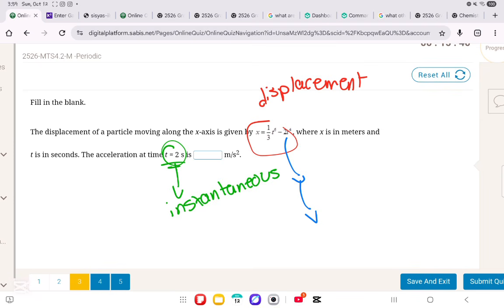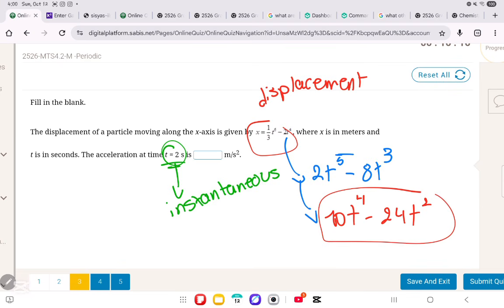So we do the first derivative. After solving, it's gonna be 2t to the power of 5 minus 8t to the power of 3. This is the first derivative, the equation of the velocity. Then we do the derivative again to get 10t to the power of 4 minus 24t squared. Okay, so this is now the equation for acceleration.